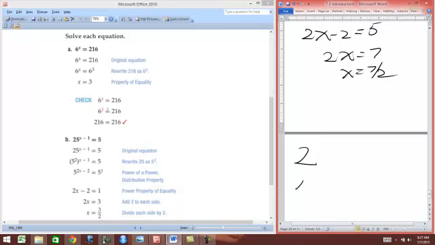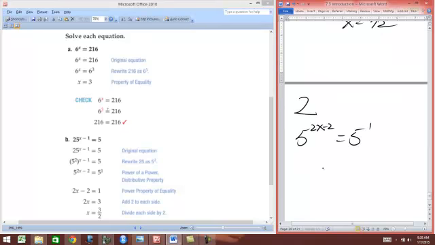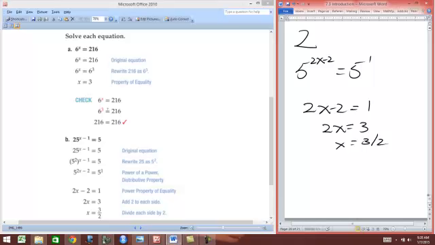We got 5 raised to the power of 2x minus 2 equals 5 to the first. 2x minus 2 equals 1. Okay, 2x equals 3, x equals 3 over 2. All right. Fortunately, you had the example to follow along there, which did not make my mistakes.